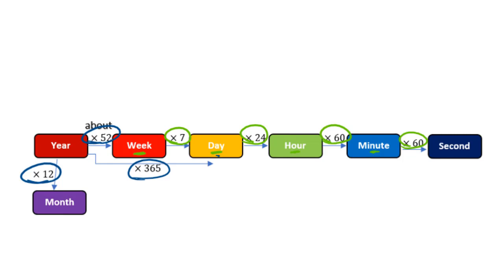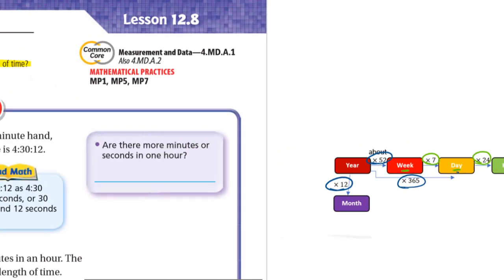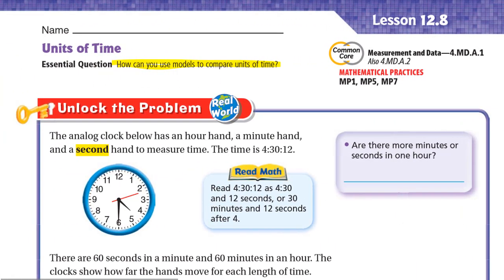For example, from week to hour, we multiply by 7, then multiply by 24. So it's the same as multiplying 7 by 24. And from hour to seconds, we multiply by 60 to get minutes, and multiply by 60 again to get seconds. So multiply 60 by 60. This is the whole thing for today, and let's take it step by step by unlocking the problem.